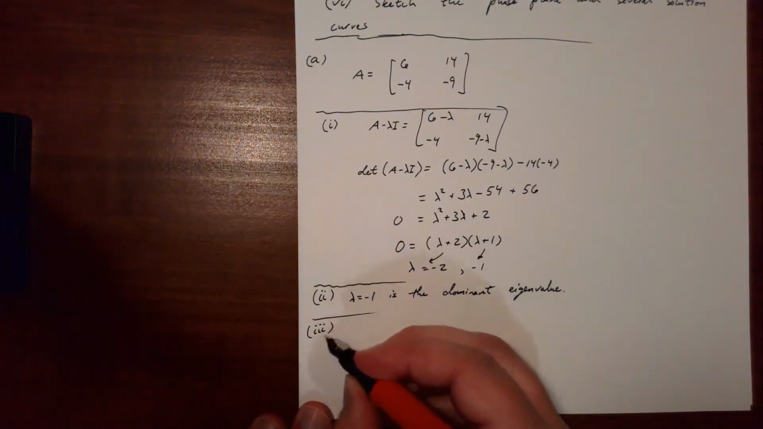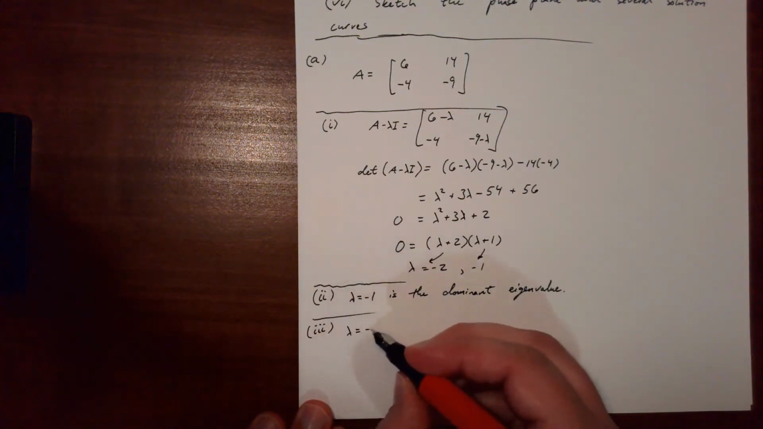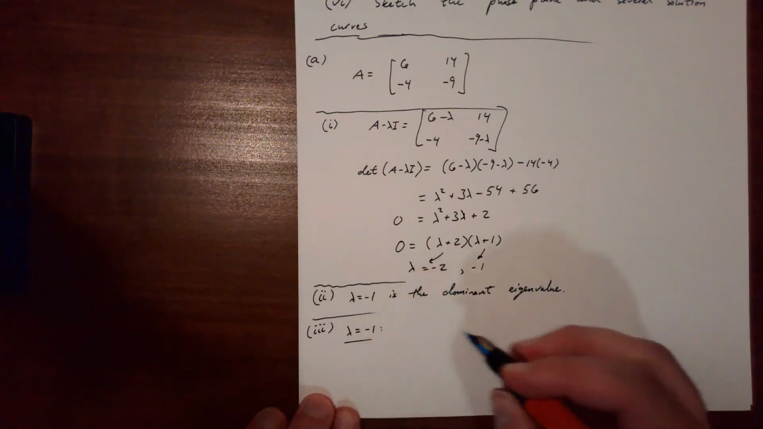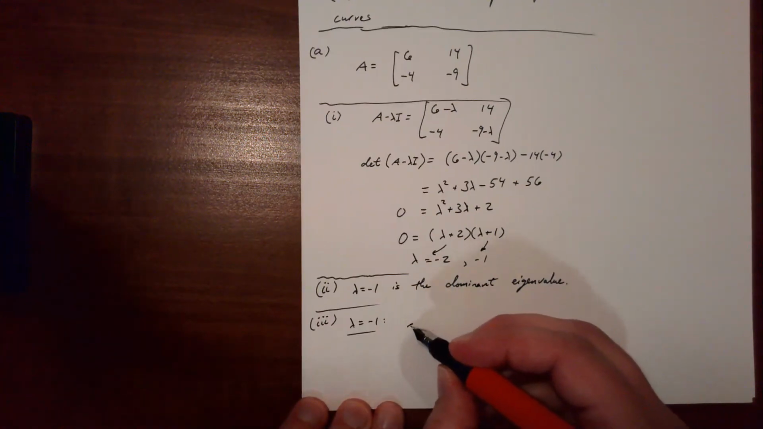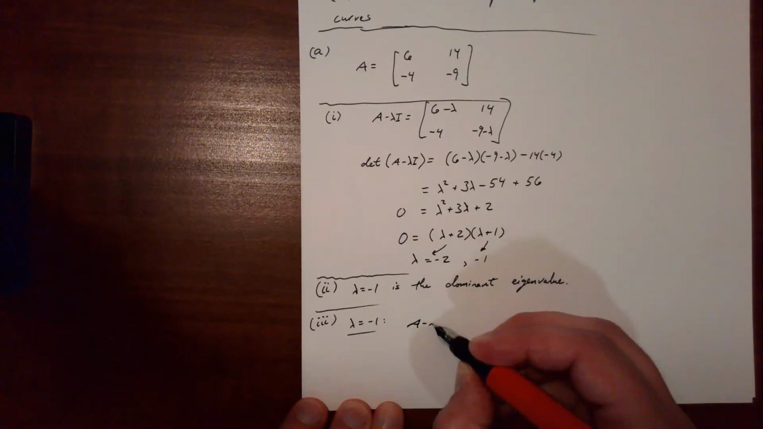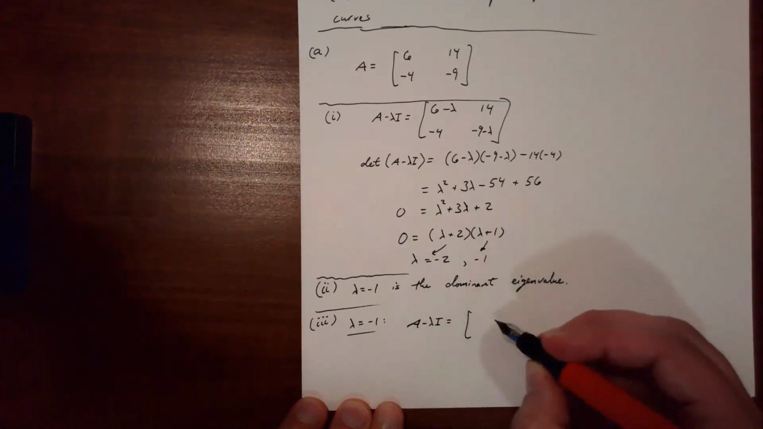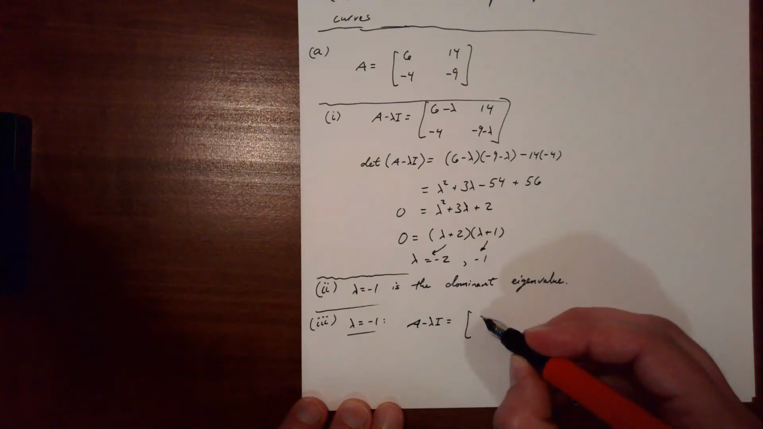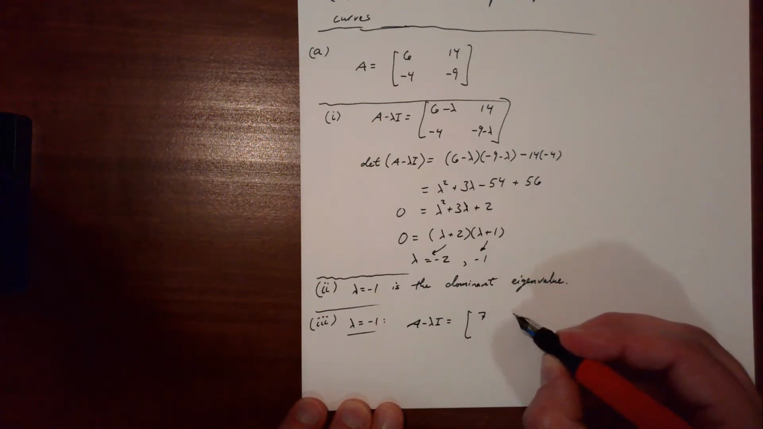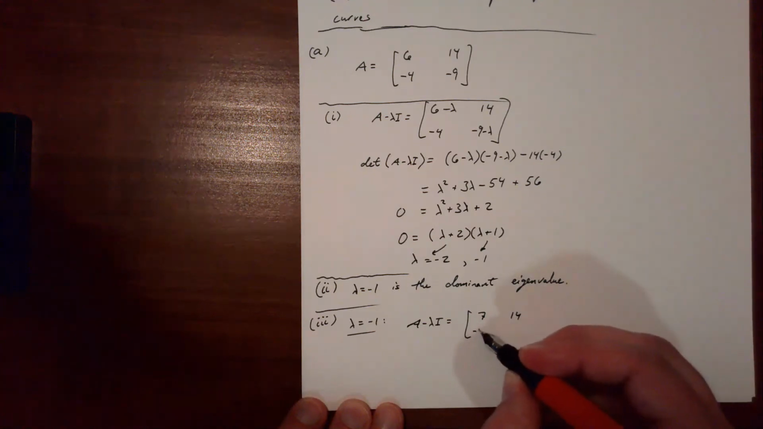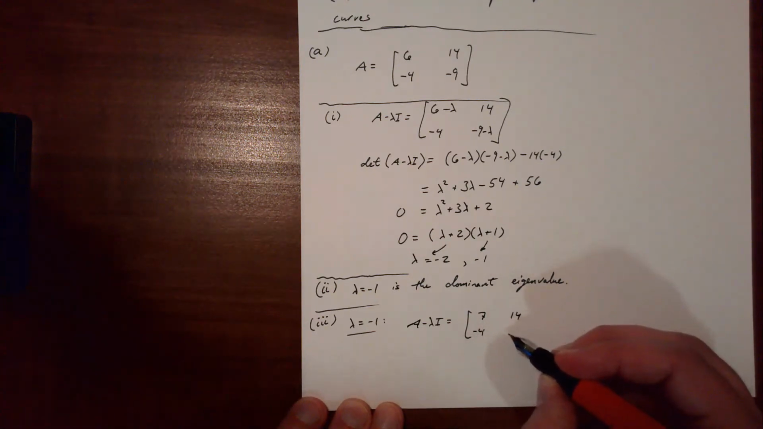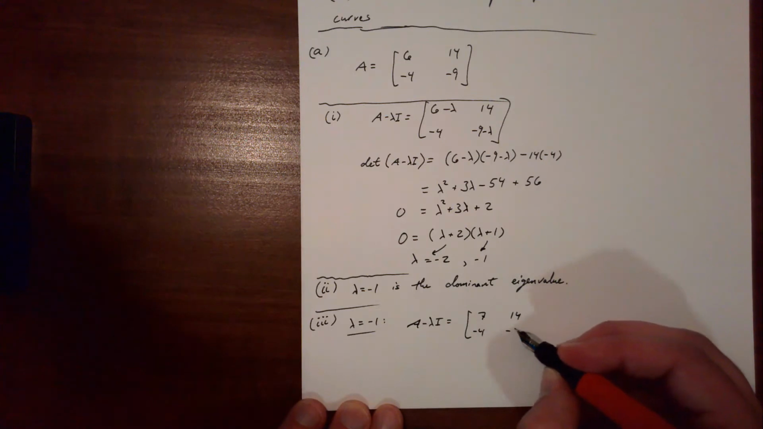Okay. Now the eigenvectors. We'll start with lambda equals -1. Then A minus lambda I is just going to be 6 minus -1, which is 7, 14, -4, and -9 minus -1, in other words, -8.